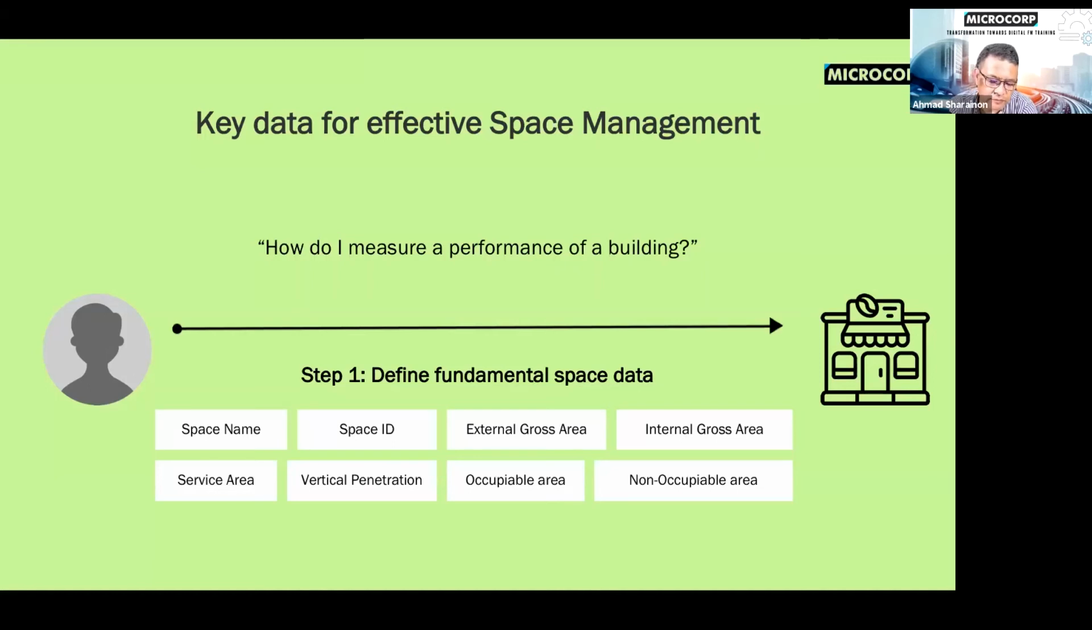You know, it is actually hard to give the right minimum answer for the space percentage for a building to be considered well performed. It depends on whether the building owner wants to put this as a requirement in your contract. What are the spaces? Because you need to run a lot of analysis based on the fundamental space data.